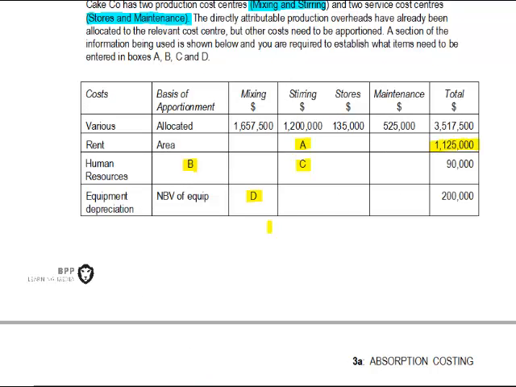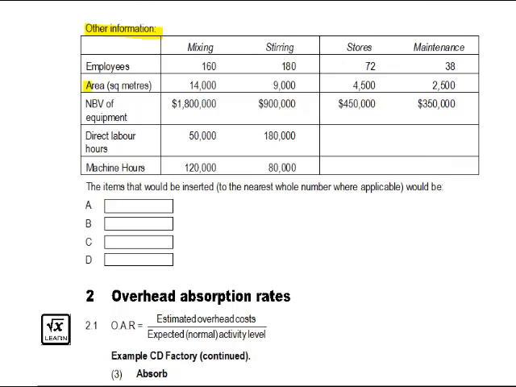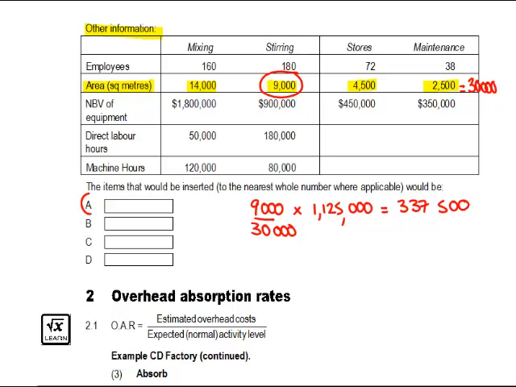Here we need to work out how much of that 1125 is going to be apportioned to stirring. So let's have a look at the information that we've got. It makes most sense to use area to apportion the rent. So the first thing we need to do is total up how much there is in the whole of the organisation in terms of area. And that all comes to 30,000 square metres. So in stirring, there's 9,000. So the amount that we need is 9,000 out of a total of 30,000, and we're going to apply that to the 1.125 million, which is the rent cost. And that gives us 337,500. And that's going to be what we need in box A.